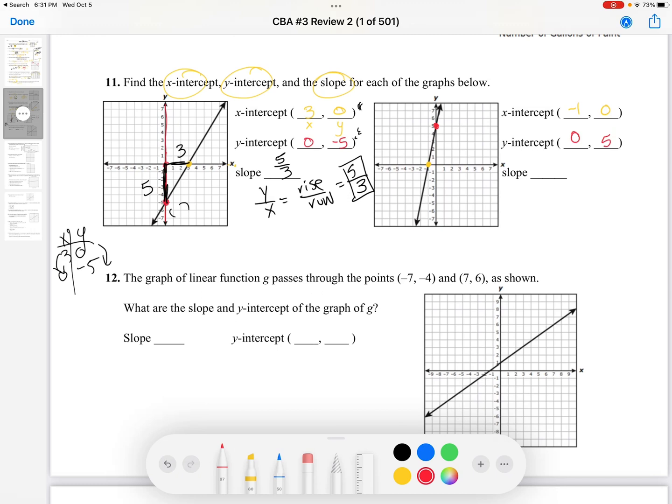So we could use those 2 points, put it in a table, and then find our change in Y and divide it by our change in X. Or we can do our rise over run. Go up 5, right 1. 5 over 1 is 5. And there we go.